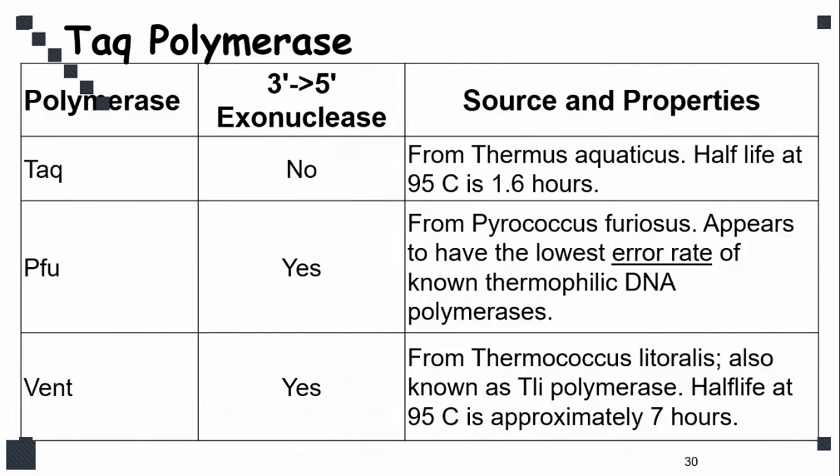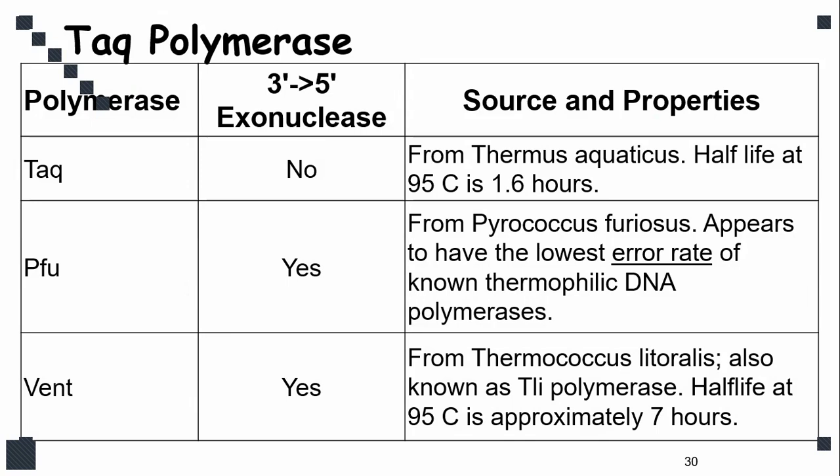Anyway, let's move forward. Taq polymerase, PFU, and Vent. For 3 prime to 5 prime exonuclease activity: no for Taq, yes for PFU, and yes for Vent. Source and properties are stated there, from Thermus aquaticus. Half-life is 95%, 1.6 hours.